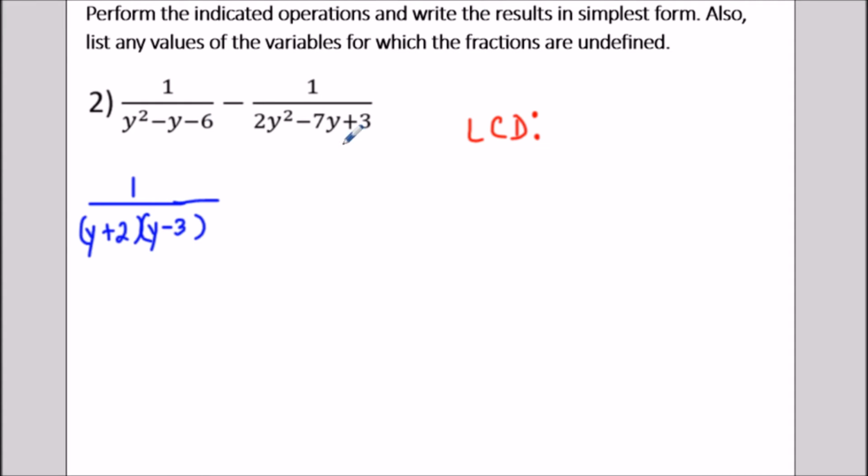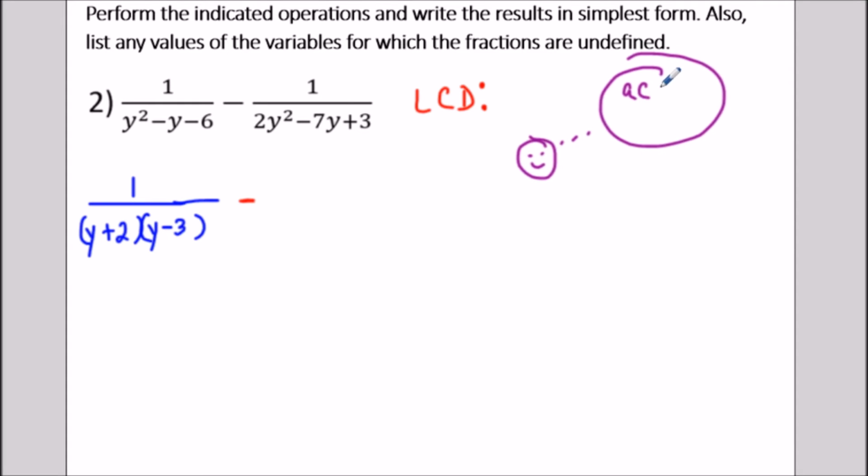Now for the second one, I'm going to go on a side quest, and I'll take you through my thought process. I'm looking at the AC term, which is the product of the first coefficient and the last. So I'm doing 2 times 3 is 6. And the B term, the middle term, the coefficient of y here, is negative 7. So I'm trying to come up with two numbers that have a product of 6 and a sum of negative 7. The two numbers are going to be negative 6 and negative 1.